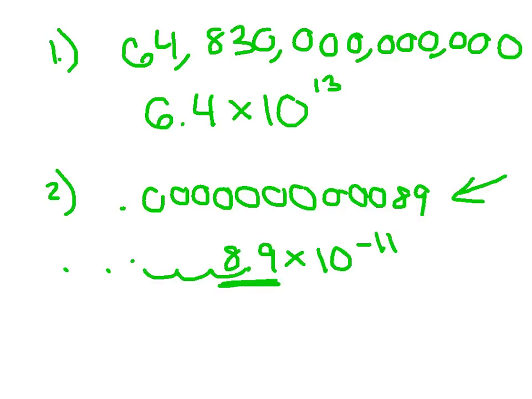So when you have a decimal number and you want to write it in scientific notation, if it's a small decimal number, then you're going to have a negative exponent to write it in scientific notation. But if you have a decimal number that is greater than 1, then you're going to have a positive exponent for your power of 10 when you want to rewrite it as a number in scientific notation.